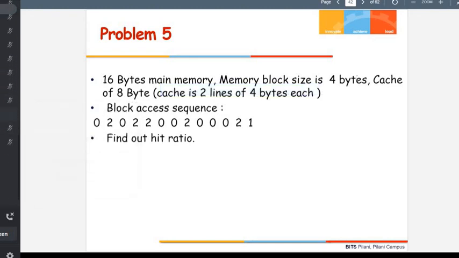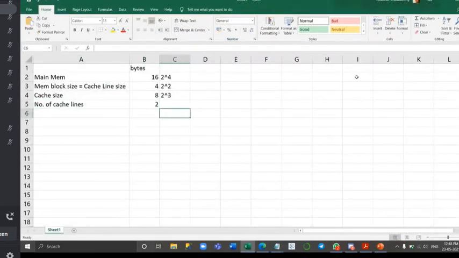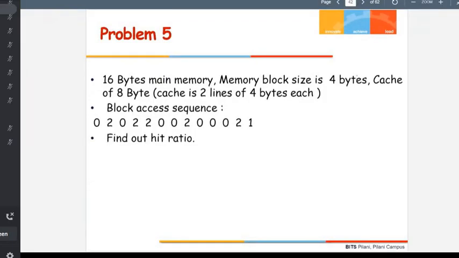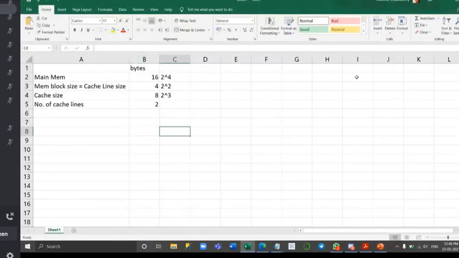Now they are saying that the block access sequence is in this order: 0, 2, 2, 0, 0, like this. So this sequence that is given is essentially the block number. I will visualize my cache as this is line 0 and this is line 1, and I will fill up my data here.